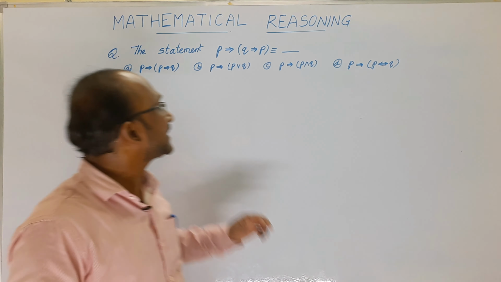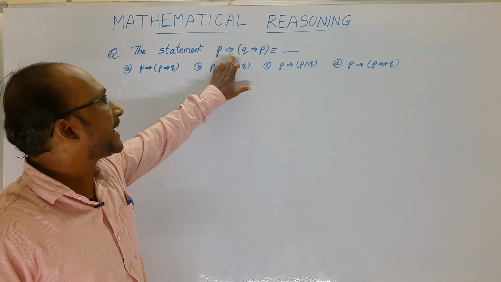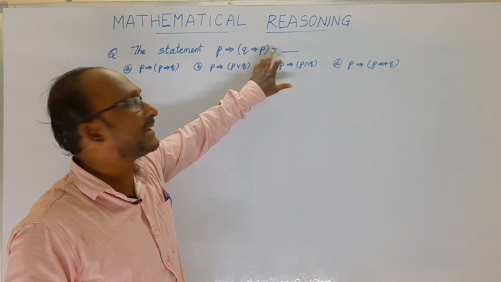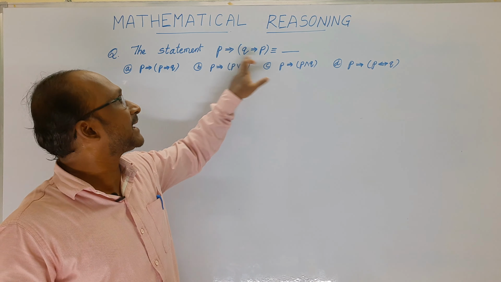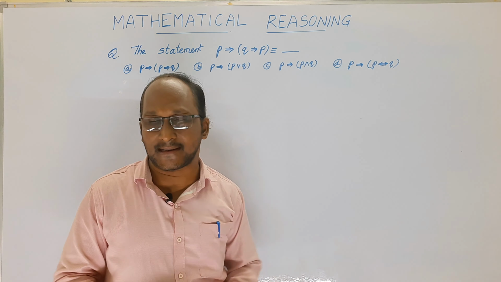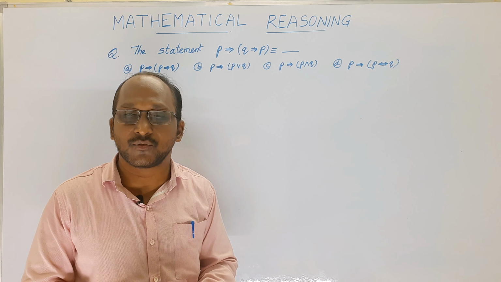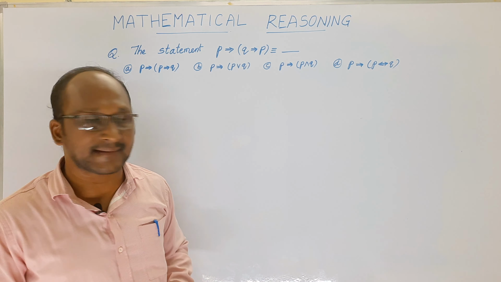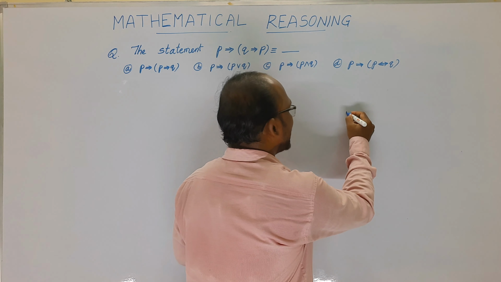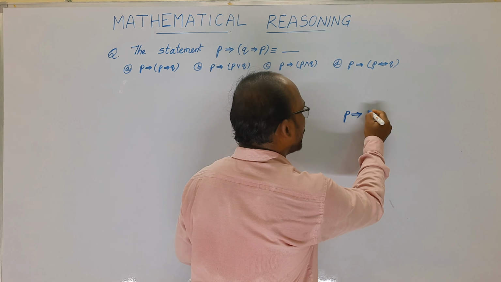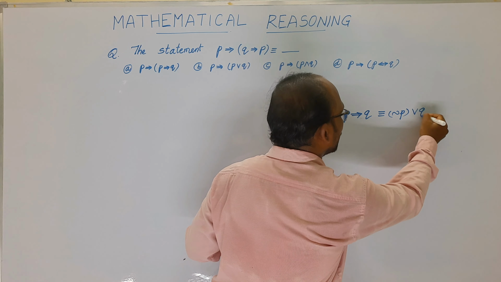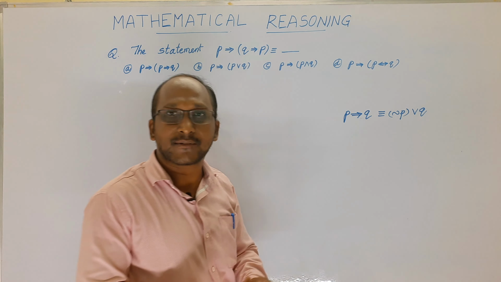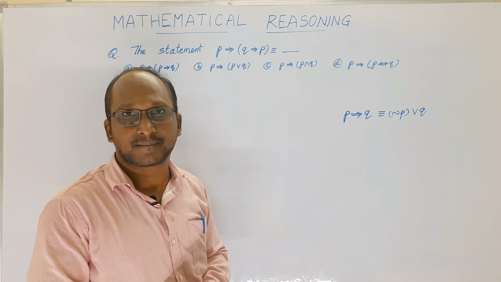Students, let us see the next one. The statement P implies Q implies P is equivalent to. So here four options are given. We have to see to which compound statement the given statement is equivalent. For that, we have to use mainly two results. What are they? The first one is P implies Q is equivalent to negation P or Q. This result we have discussed in the previous question.